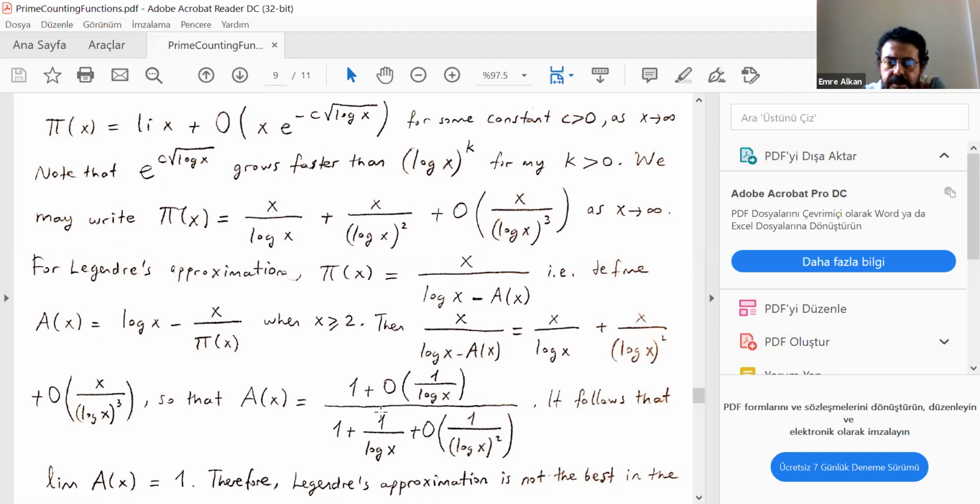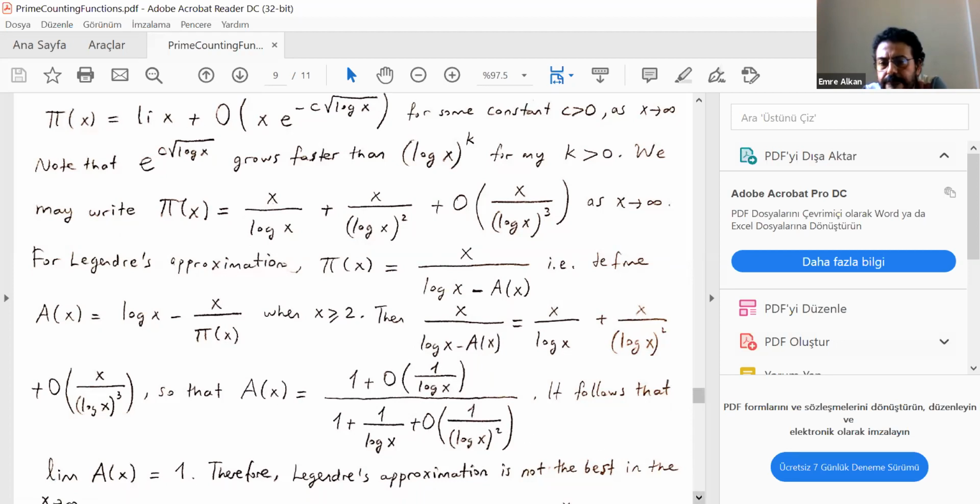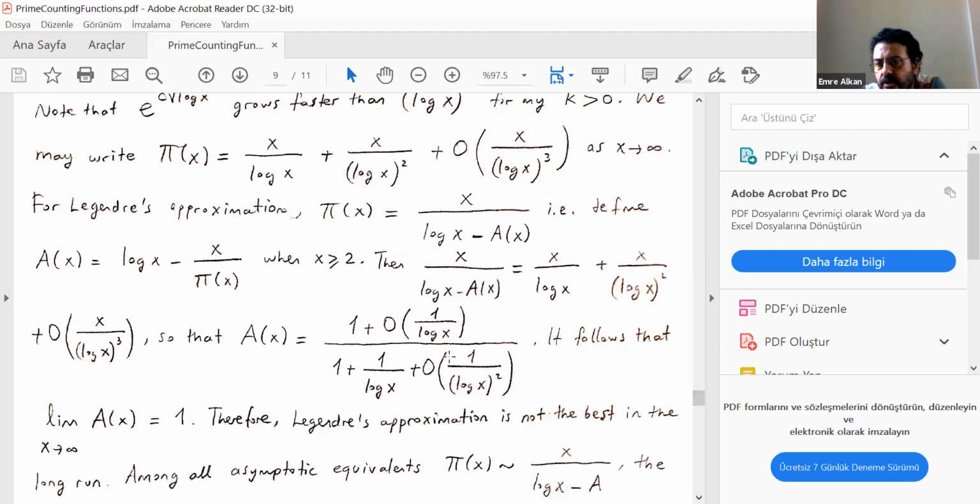If you do the algebra, a(x) becomes 1 plus O of 1 over log x, divided by 1 plus 1 over log x, and then the error term, O of 1 over log x squared. But now it's clear that in the long run, as x goes to infinity, the error terms definitely drop to 0. This drops to 0, so you get 1. So the limit as x goes to infinity of a(x), namely the correction function, should tend to 1. I mean, it has no other chances.